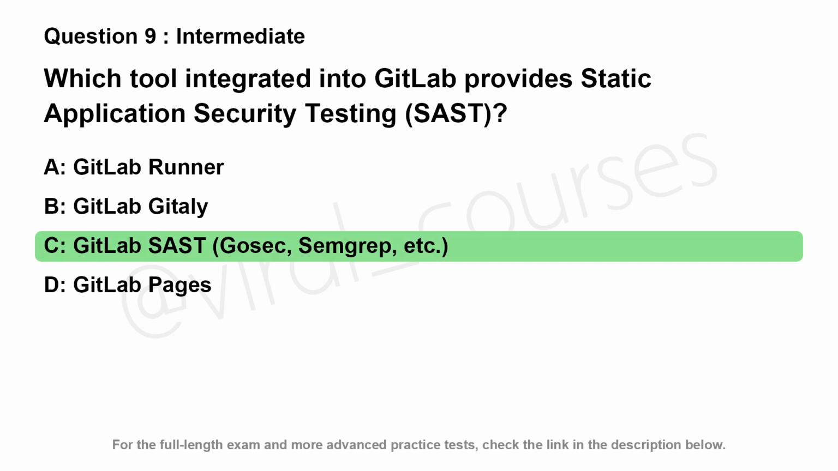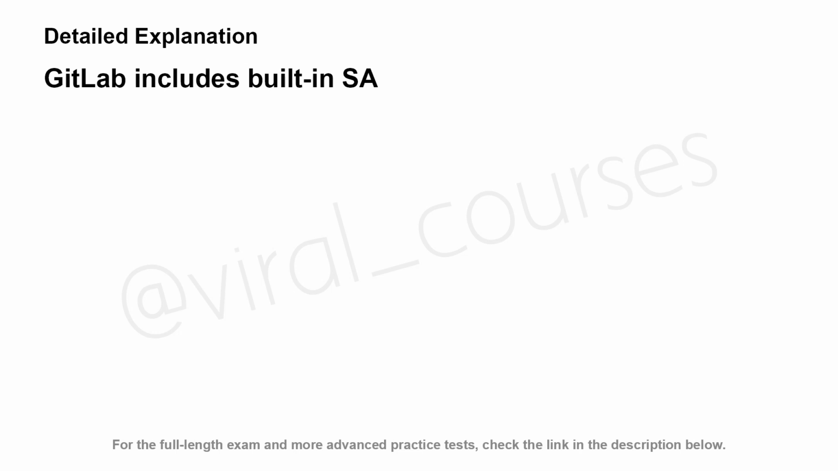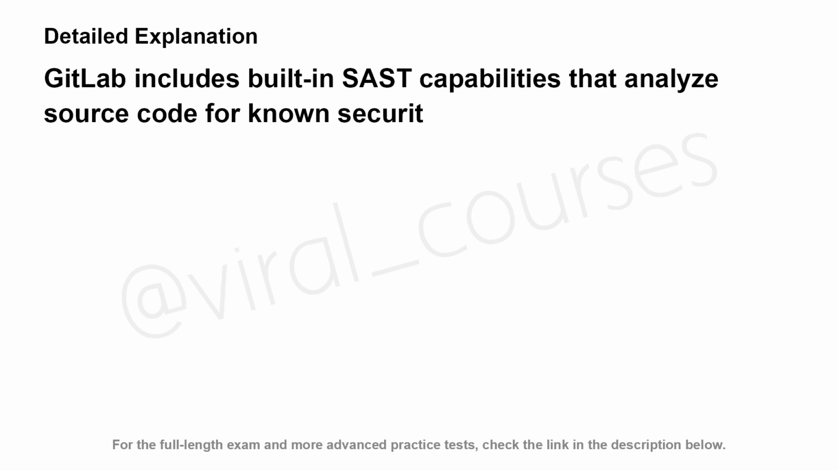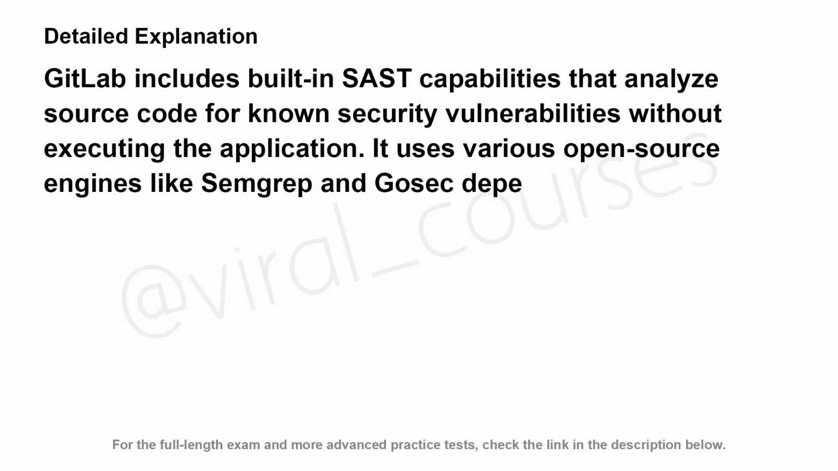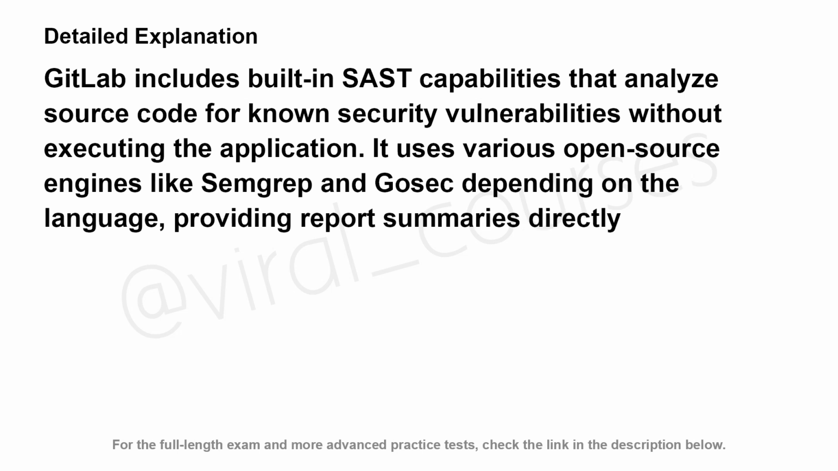The correct answer is C. GitLab includes built-in SAST capabilities that analyze source code for known security vulnerabilities without executing the application. It uses various open-source engines like SemGrep and GoSec depending on the language, providing report summaries directly in the merge request view.